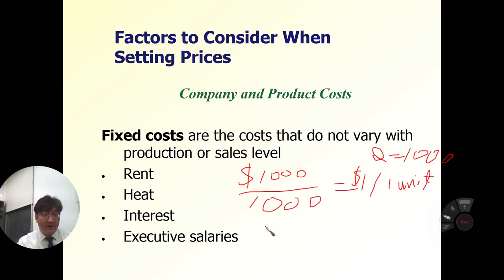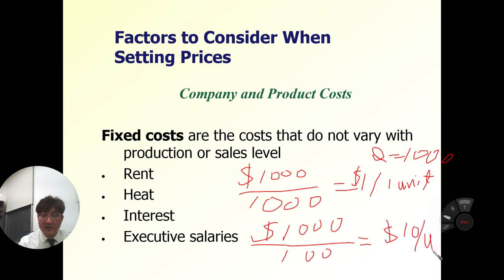But however, what if you only make 100 units? Then you divide 1,000 fixed cost divided by only 100 units. Then you have $10 per unit. So you see, the fixed cost in total hasn't changed. It is all the same, $1,000. However, when it comes to the fixed cost per unit, obviously it varies on the production level.